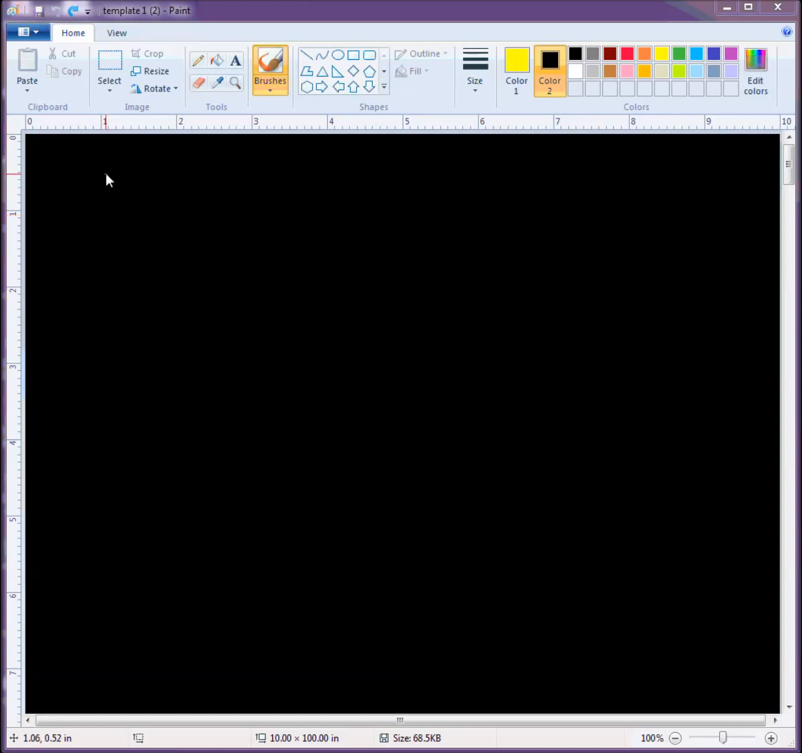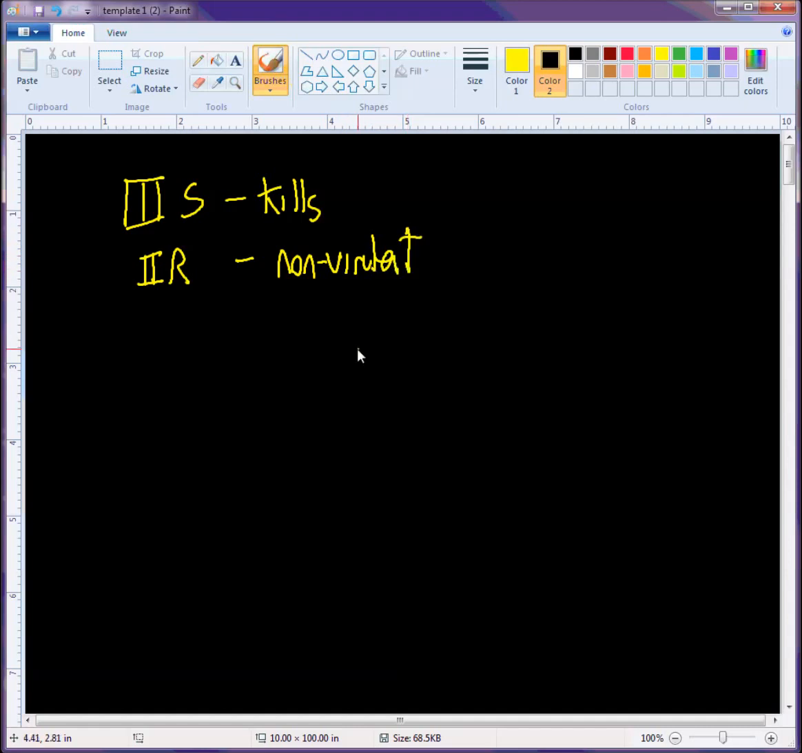So let's review a little bit. They're working with two different strains of bacteria. One's 3S and one is called 2R. The 3S is virulent, it kills mice, and the 2R is non-virulent, or non-pathogenic. It doesn't kill mice.